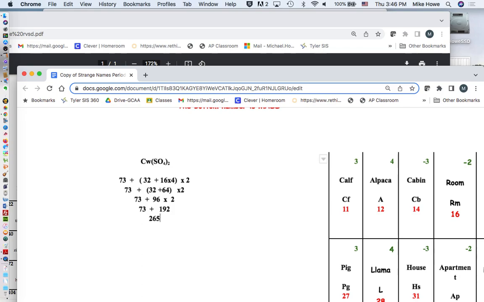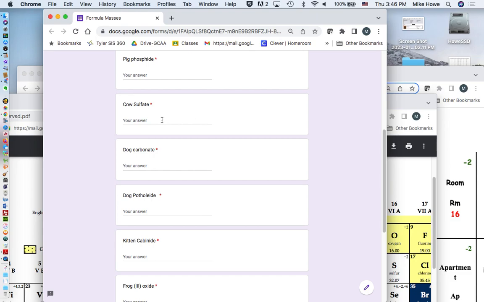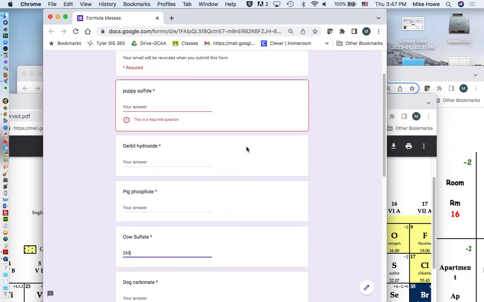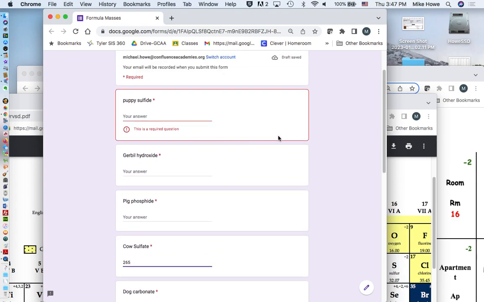So that is our formula mass. So when you get back to the quiz, you put in 265. And be sure you get everything right. No decimals, no spaces, only numbers. And that's what your answer will look like. So there was a free answer for you for those of you who took time to watch this little video.